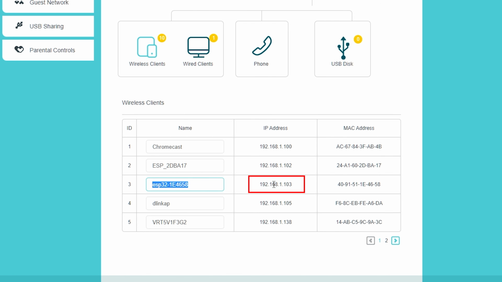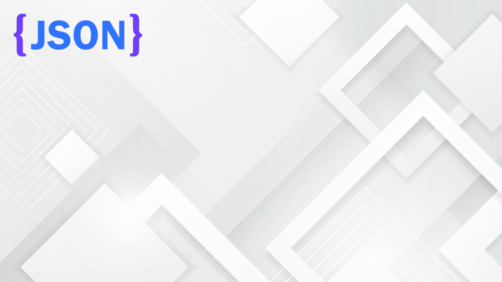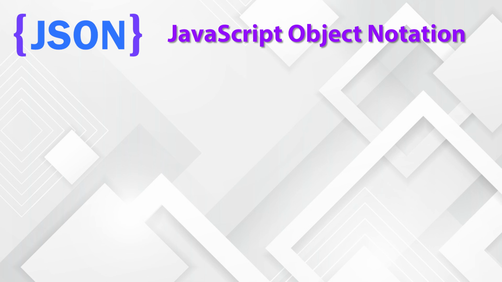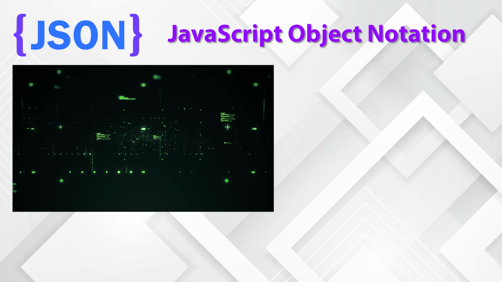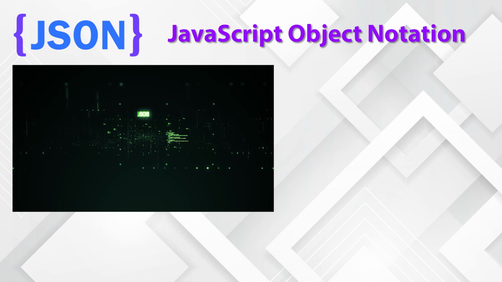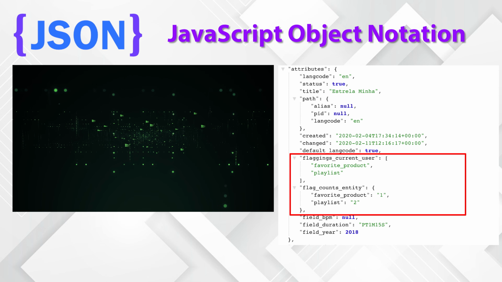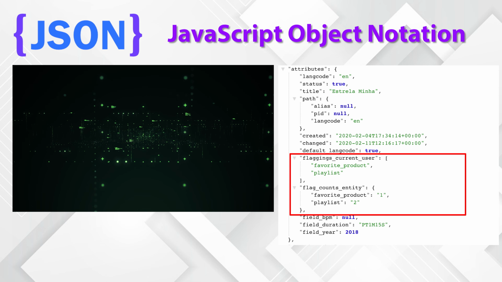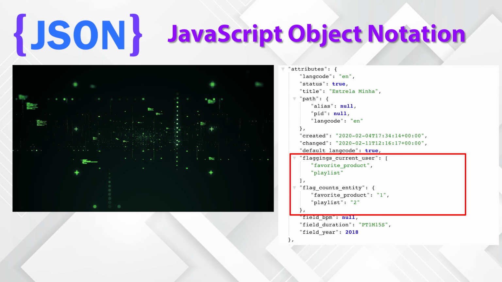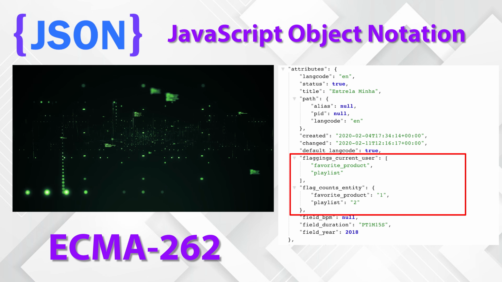That's it. Now it's time to move to the second step: packaging the sensor data in JSON format before transmitting. JSON, or JavaScript Object Notation, is a lightweight data interchange format. It is easy for humans to read and write, and for machines to parse and generate. It is based on a subset of the JavaScript programming language standard ECMA-262.